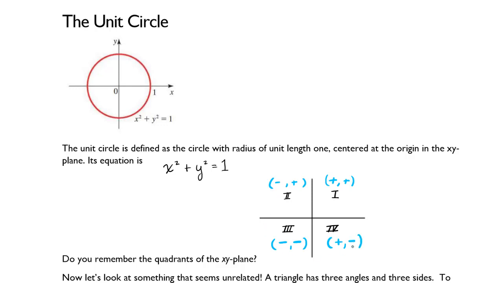If you still are kind of wrapping your mind around this idea, it would be a good idea to sketch this out a few times and make sure you can keep track of where the signs are positive and negative.